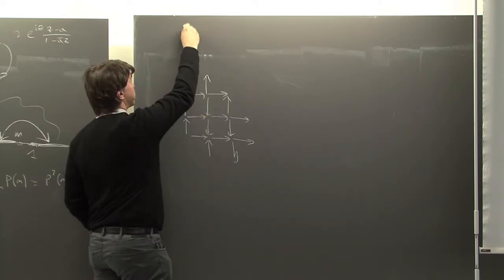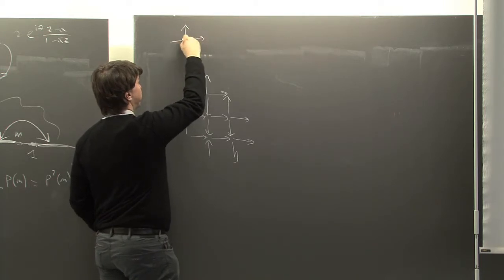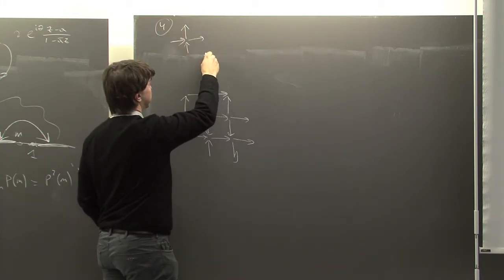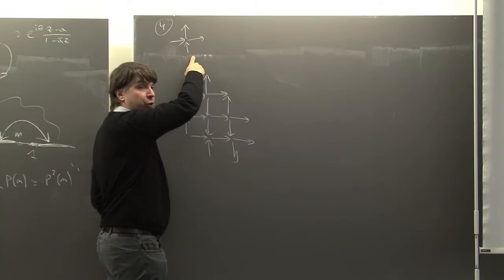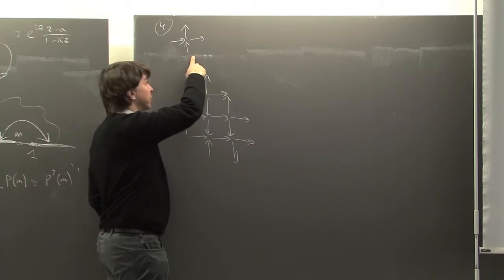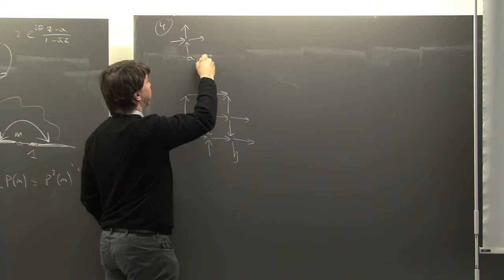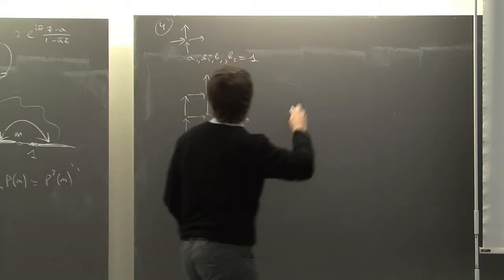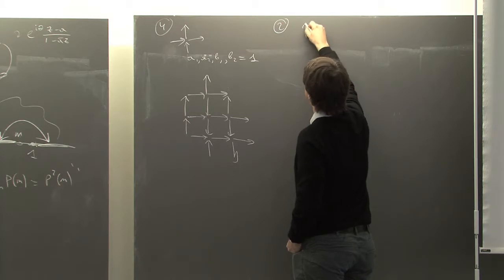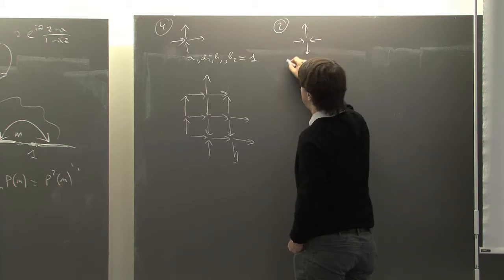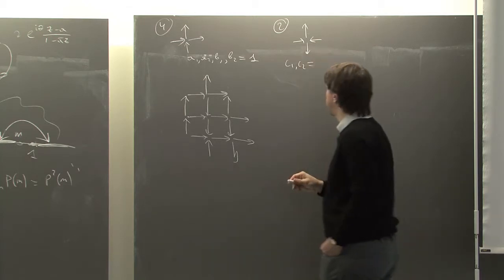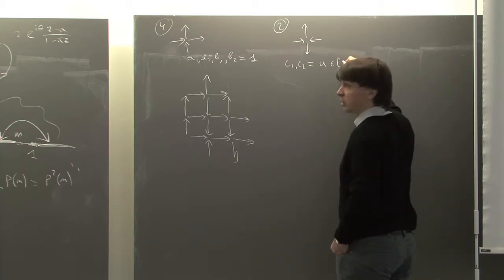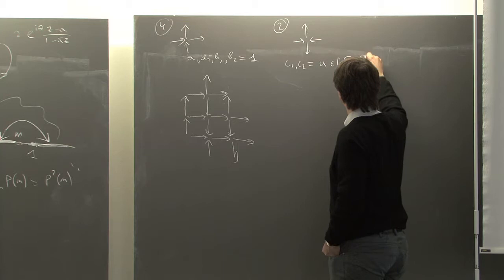Basically, there are two types of vertices. There is this type of vertex, and there are four of those. Usually the weights of these four types are denoted A1, A2, B1, B2. Let's suppose that they are all equal to 1. And then there are two vertices like this. The weight is C1, C2. Let's say that both of them are equal to u, and let's say that u belongs to the interval from square root of 2 to 2.